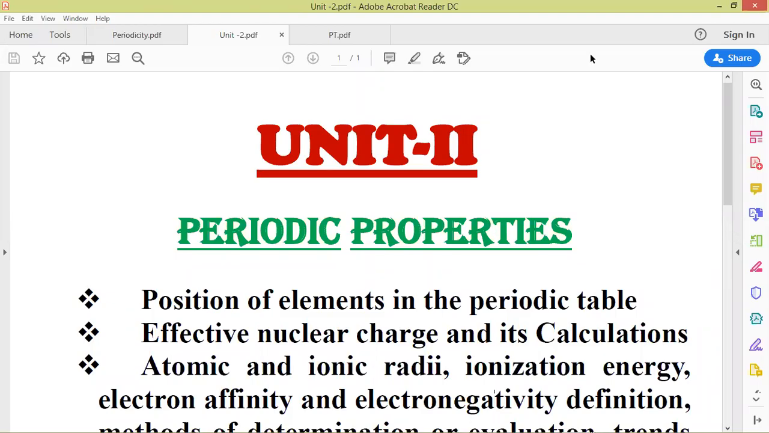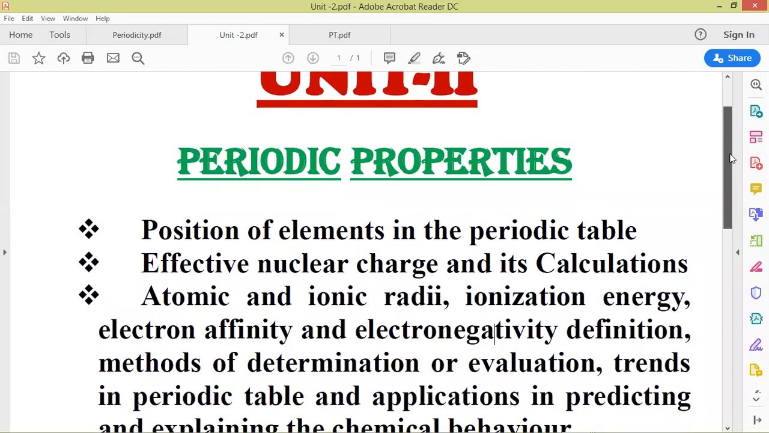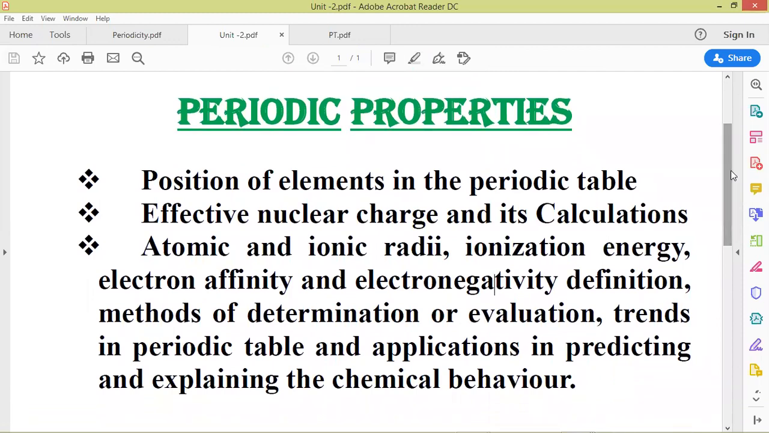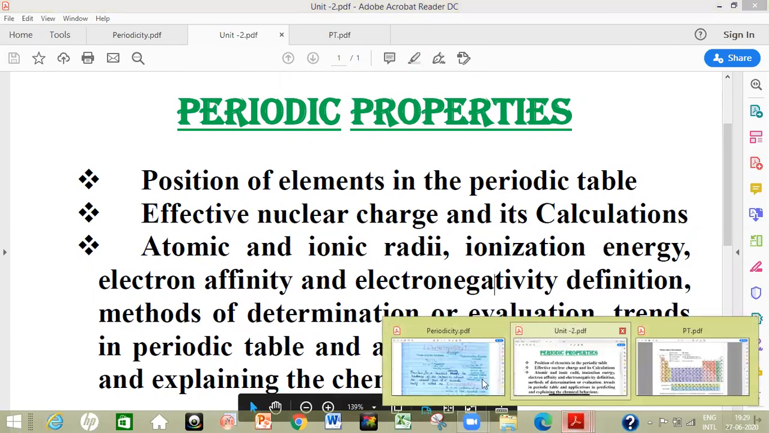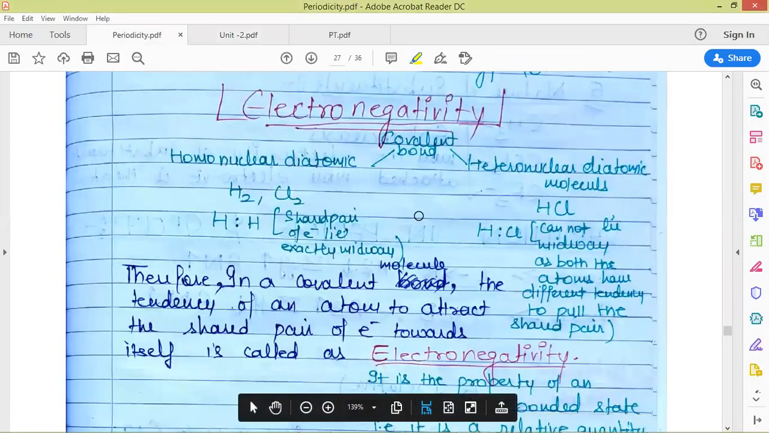So in continuation with our unit 2, that is periodic properties, today we'll be discussing the periodic variation of electronegativity and its effect on the chemical behavior of different compounds. So let's get started. Let us first know what electronegativity is.